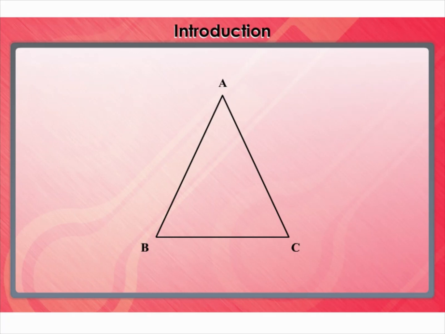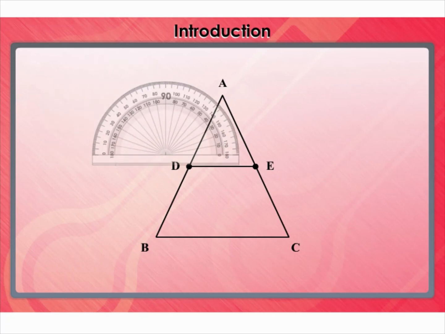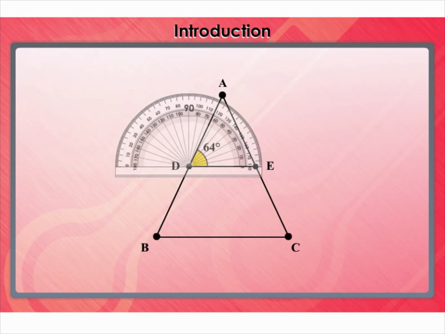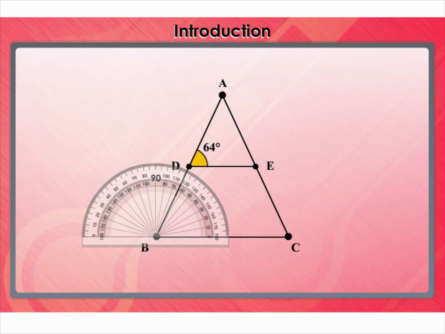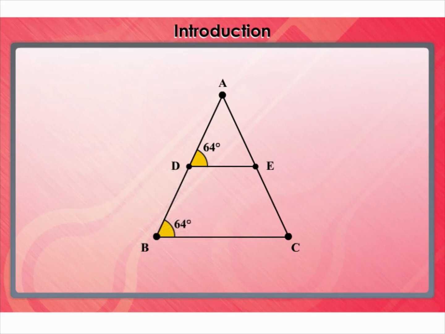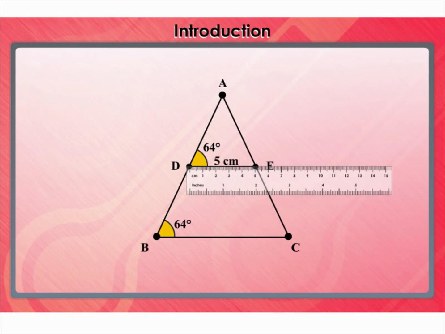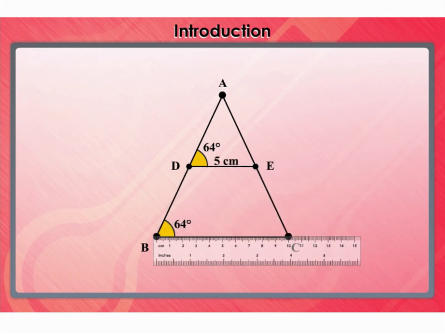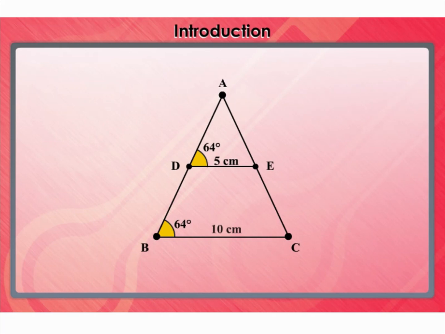Consider the triangle ABC and mark the midpoints D and E of the two sides of the triangle. Join the points D and E. Line DE is parallel to the line BC. Measure angle ADE and the angle ABC. They are equal. This implies the corresponding angles formed by the lines BC and DE with its transversal AB are equal. Thus DE is parallel to BC.